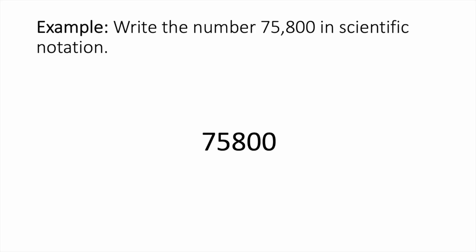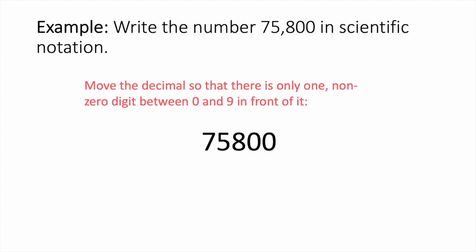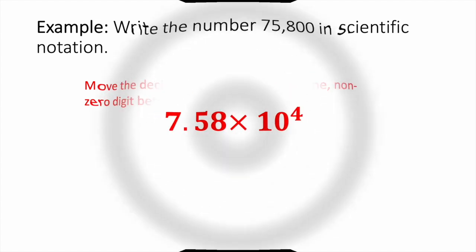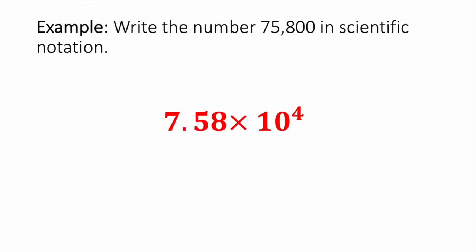Here's another example. Write the number 75,800 in scientific notation. Step 1. First, you're going to move the decimal so that there's only one non-zero digit between 0 and 9 in front of it. So here we're going to move the decimal point to the left 4 times. Step 2. Count the number of times you move the decimal place. This becomes the power of 10. So for this example, we moved the decimal place 4 times, so our answer is 7.58 times 10 to the 4th.